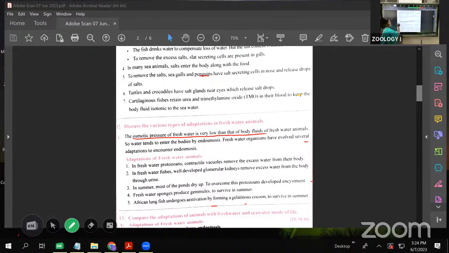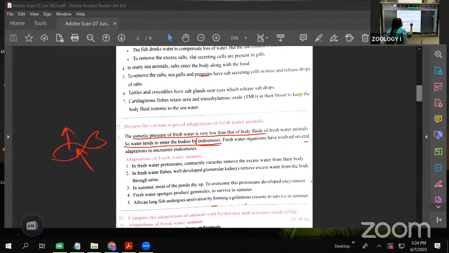Here, in the fresh water, water tends to enter inside the body by endosmosis. Here, reversely, from low concentration to high concentration, water enters inside the body, and that we call endosmosis. Before that, with exosmosis, they were every time losing water. Here, the outer water is coming inside, and that we call endosmosis. Before that, the water went out, and that we call exosmosis. Endosmosis means the water enters inside the freshwater organisms.